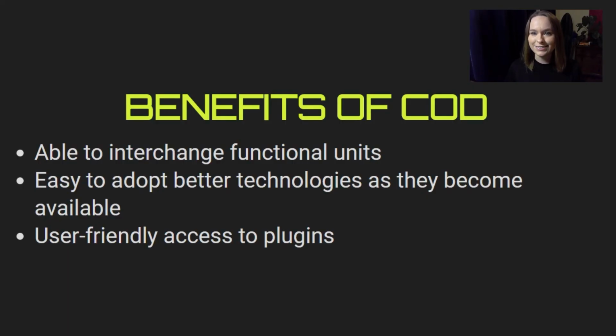We have one more slide here, just going to talk about the benefits of component-oriented design overall. So one big takeaway is that a benefit is being able to interchange functional units in our code. It makes it easier to adopt better technologies as they become available because all of your code is modularized at a functional level. And when a better version of LiDAR or a better tire model comes in, you can just load up different plugin libraries at runtime, and then you get to use them. This provides user-friendly access to all kinds of plugins and gives you tons of flexibility when you're creating your applications.